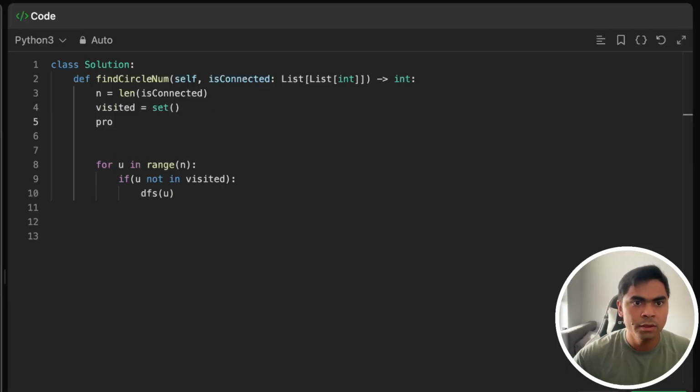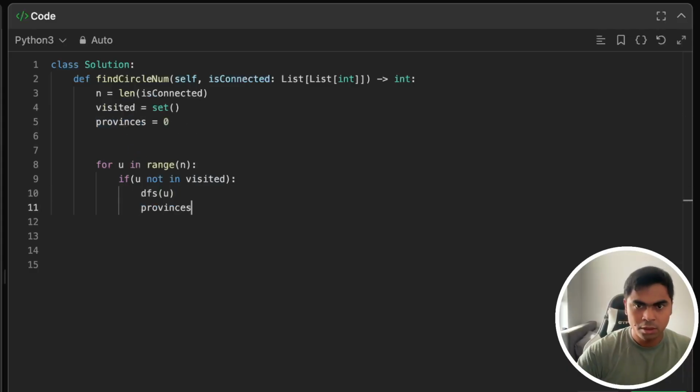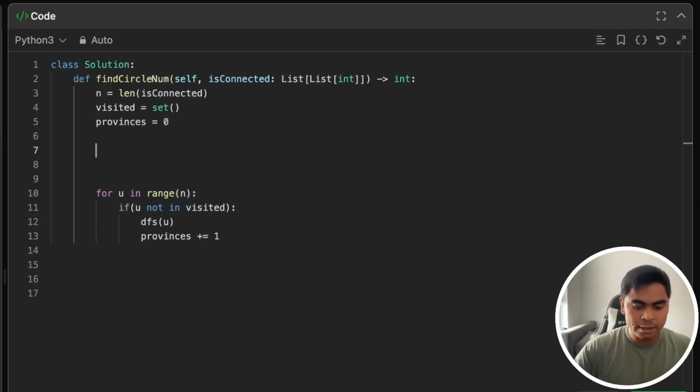All right, so I can just say provinces will be initially 0, and then I can just increment it each time by 1 if U is not in visited. All right, now what we can do is let's just write our DFS.